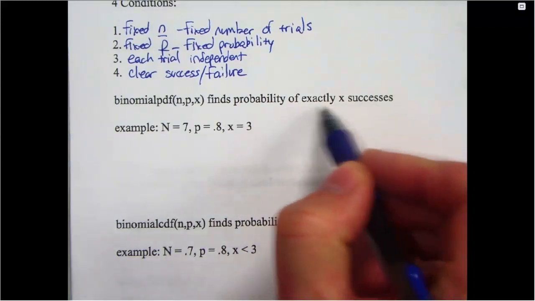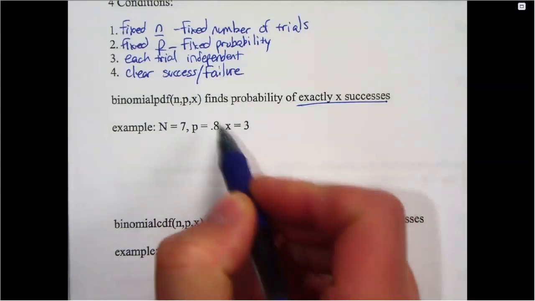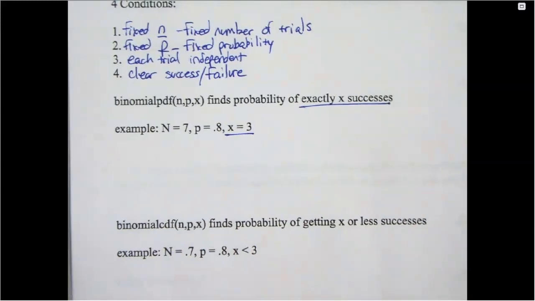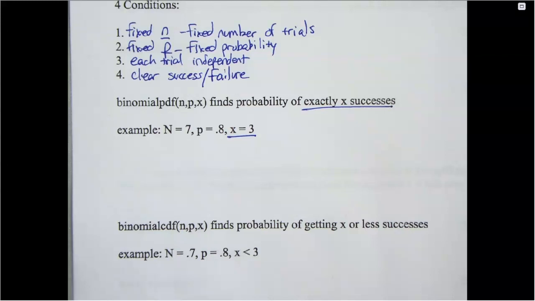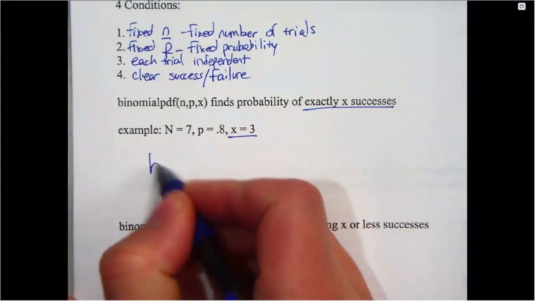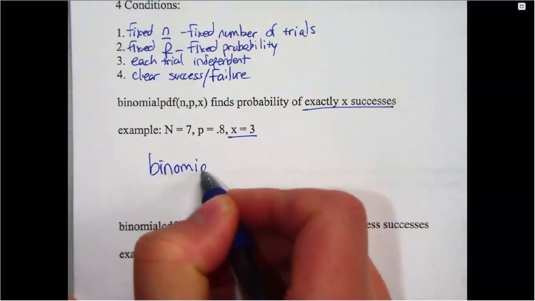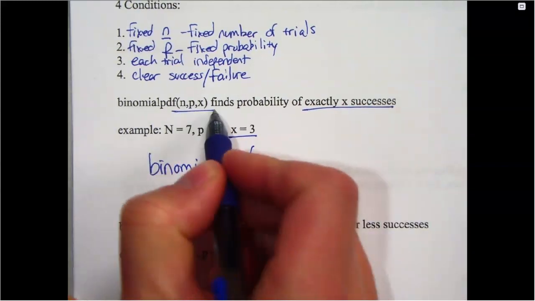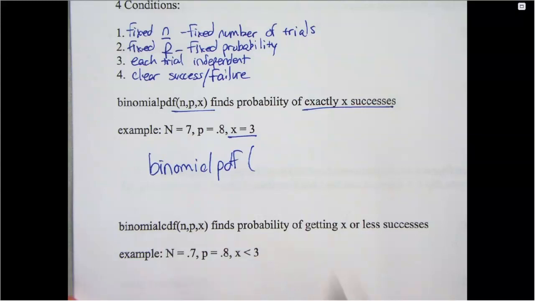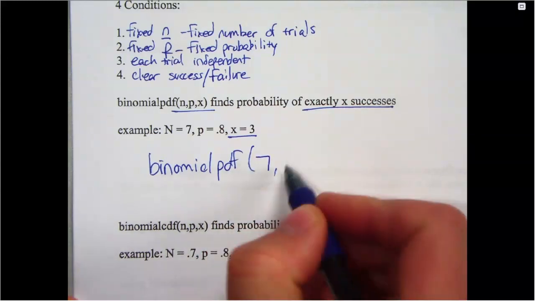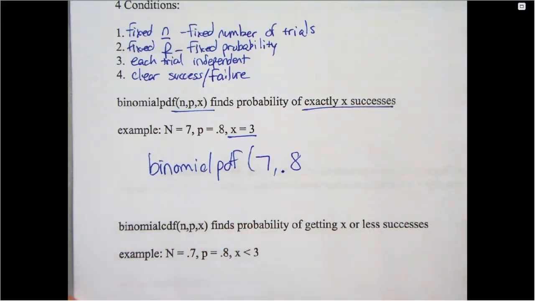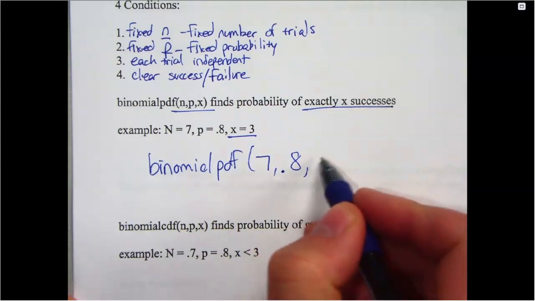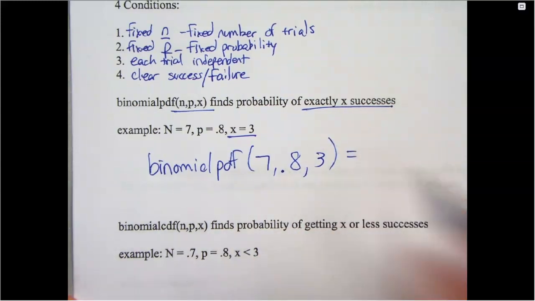So for this one, exactly X successes. And here I'm looking for exactly X to be 3. That is exactly what binomial PDF is for. So instead of doing that n choose k stuff we did yesterday, we can just go to our calculator and type in binomial PDF. You always go in this order, N, P, X. So 7 trials, probability of success is 0.8, and then I want to succeed 3 times.